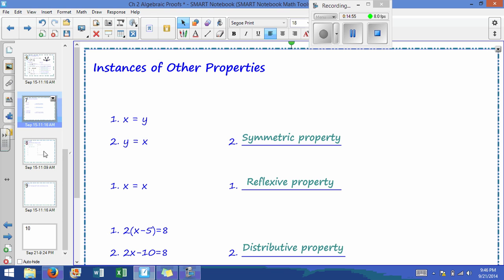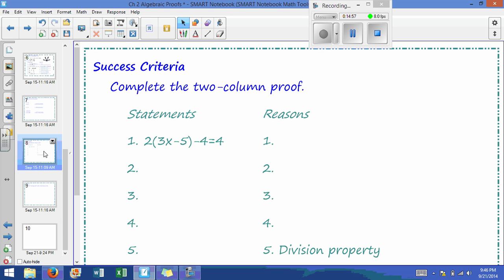Okay, so I think I got them all in. So let's see if we can complete the success criteria. Again, pause the video, take a couple moments and see if you can fill out the statements. Hopefully that doesn't go so poorly, but then remember the reasons and think about the rules that I instigated.